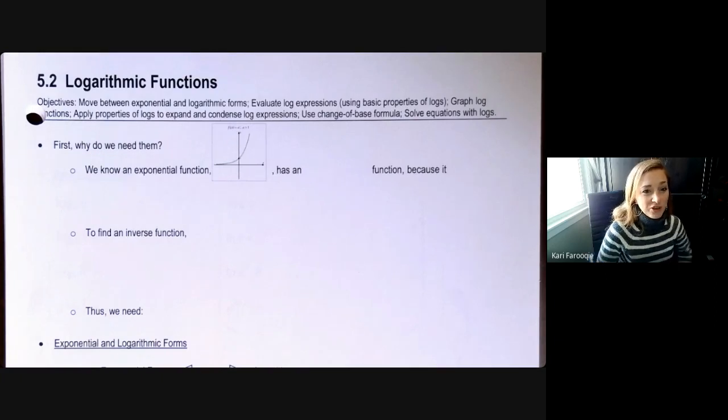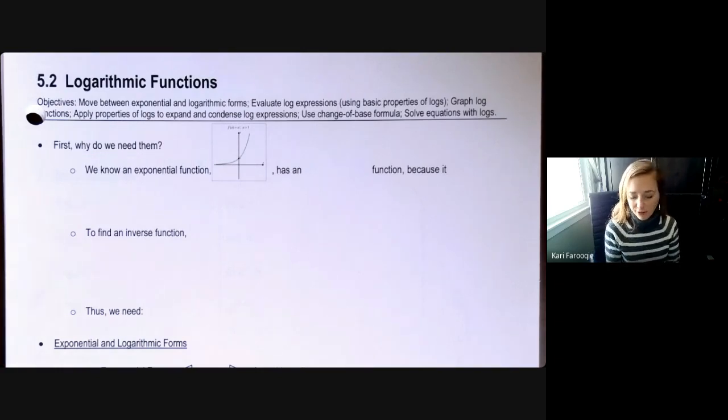Evaluate log expressions using basic properties of logs. We're going to graph log functions a little bit. We're going to apply properties of logs to expand and condense log expressions, which is awesome. And we're going to use the change of base formula, super useful, and solve equations with logs. Yes. Some lessons I get really excited about, and I get really excited about log functions. Oh, love it. All right.